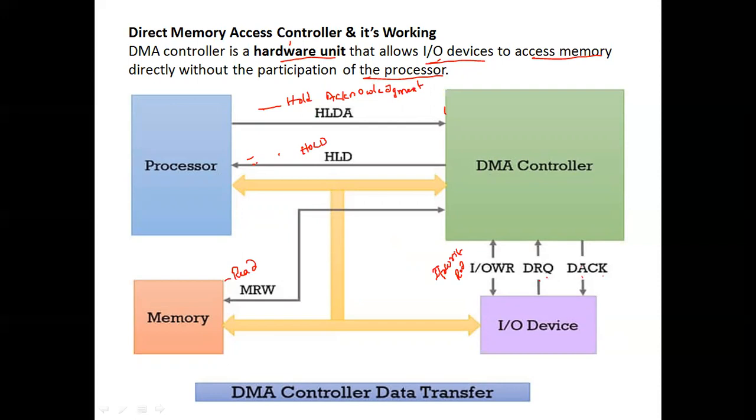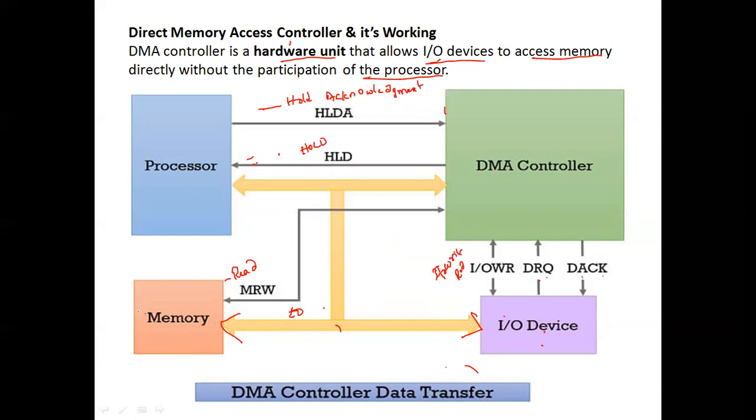Now see the working of this. Whenever this IO device wants to transfer data to or from the memory, like here it is bidirectional. If you have observed, this symbol is bidirectional. Why bidirectional? From IO devices to memory, or from memory to IO devices. That's why this bus is bidirectional.